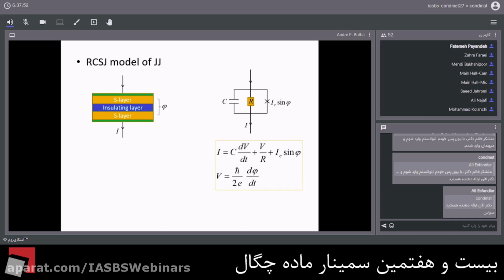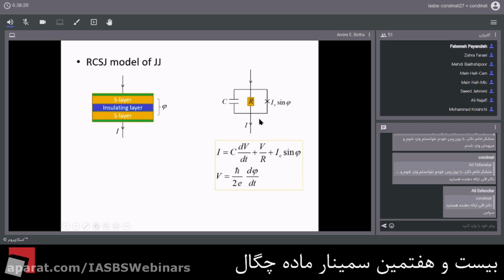So in this model, basically the total current flowing through the junction would consist of a diffusion current, which is modeled by the capacitor, and then a purely ohmic part, which is given by the second term, and then the Josephson current itself. And the voltage is just given by the usual Josephson junction relation.